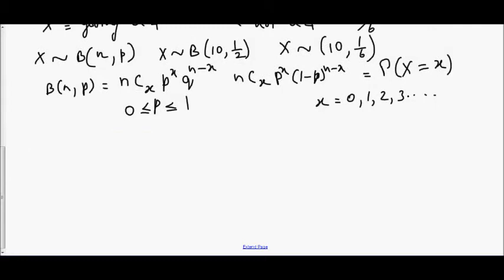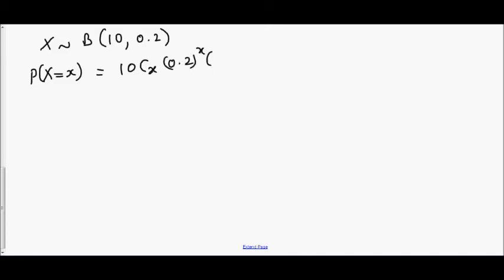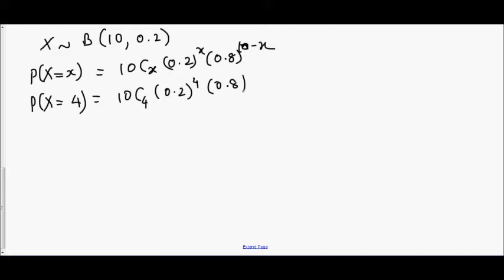Let's consider an example here. Say I have a random variable which follows a binomial distribution with 10 trials and 0.2 as its probability of success. Then the probability of x taking the value x is 10Cx, 0.2 to the power of x, and 0.8 to the power of 10 minus x. Here n is 10, therefore 10 minus x. So you can easily find the probability of x equal to 4. You just substitute 10C4, 0.2 to the power of 4, and 0.8 to the power of 10 minus 4. You can get the values from the GDC.